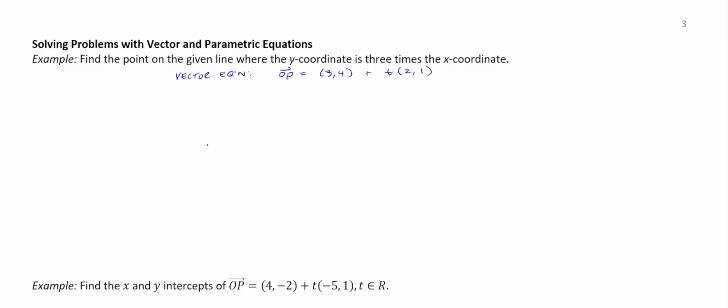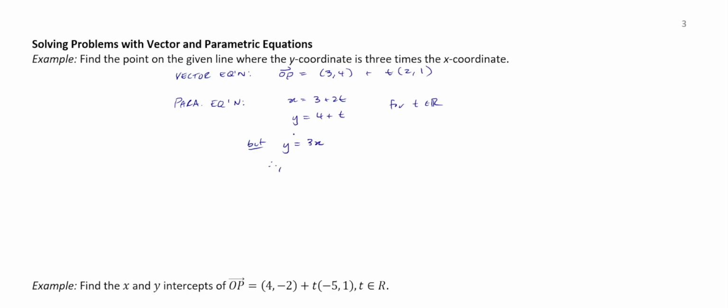So find the point on this line where the y coordinate is 3 times the x coordinate. So let's separate these into its parametric equations. So that's my vector equation. My parametric equations are as follows. x is equal to 3 plus 2t, so the equation for the x component, and now the equation for the y component is 4 plus t. Again, this is for t an element of all real numbers. The thing that I know though is that the y coordinate is 3 times the x component. So I'll say, but y is equal to 3x.